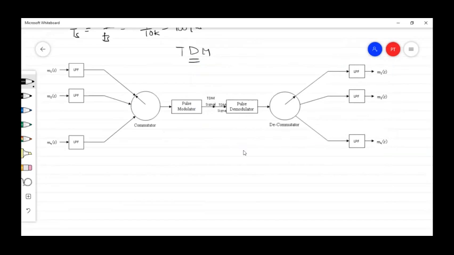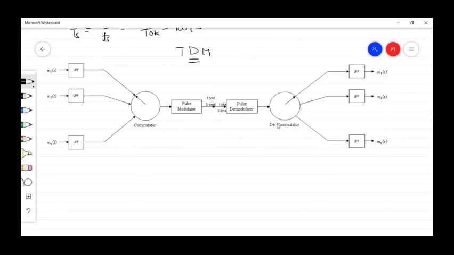See, now this is entirely a TDM system. Here we have a commutator and a decommutator. These two are very, very important. When you talk about the commutator, it performs two functions. One, it is sampling each and every signal, and then it is interleaving those samples. Sequentially, all those samples are interleaved by this commutator, forming a sequence of samples.